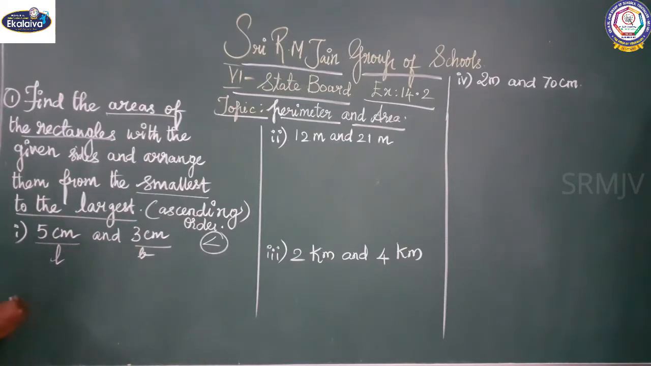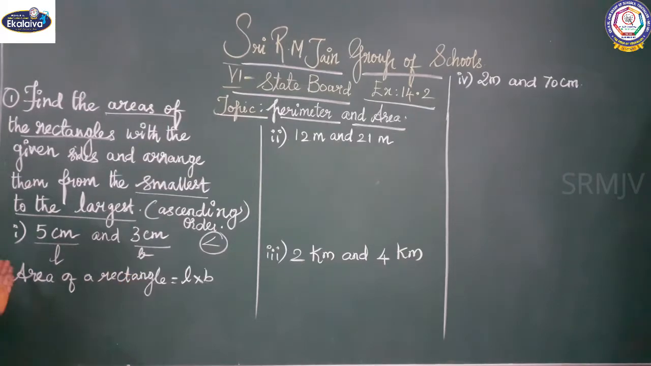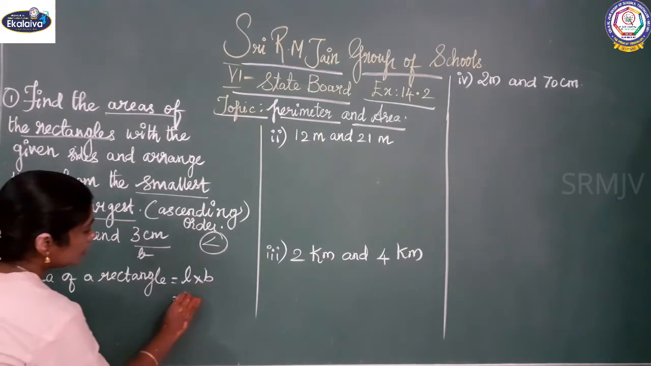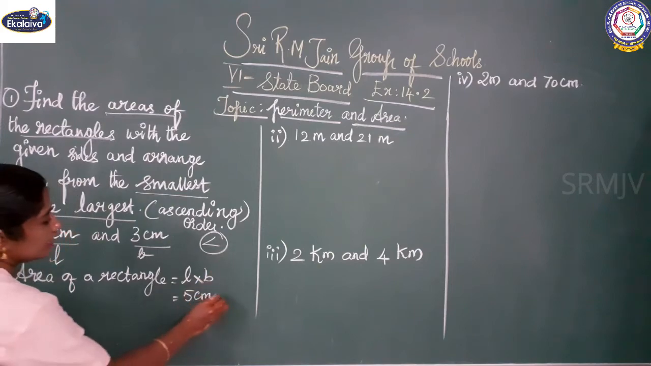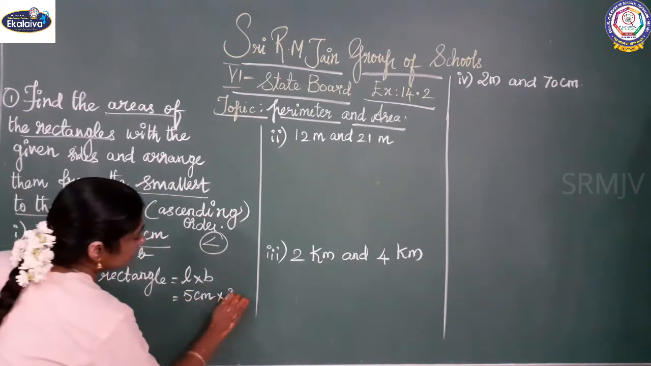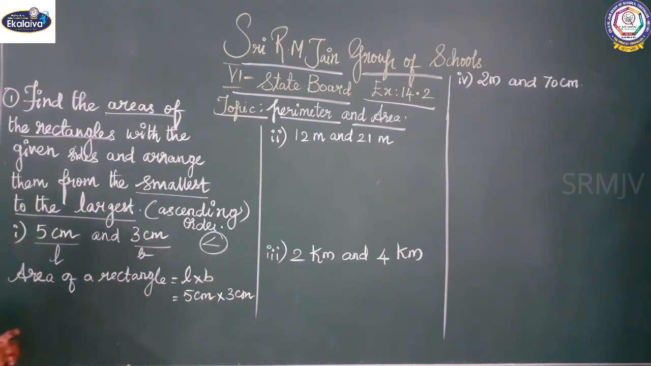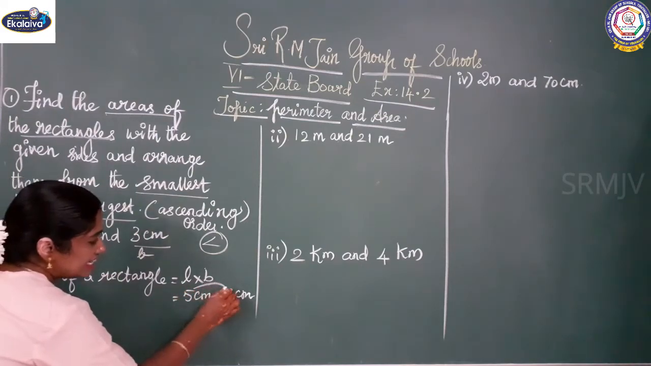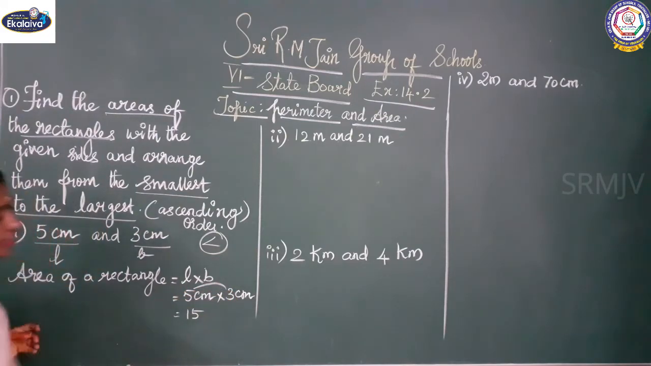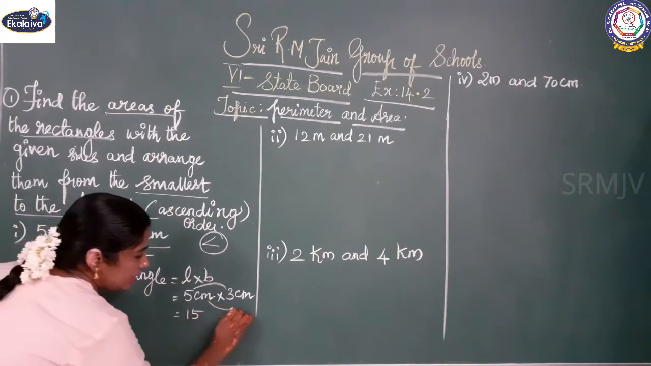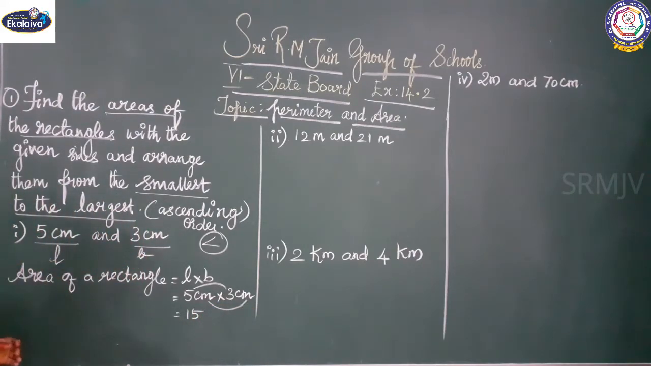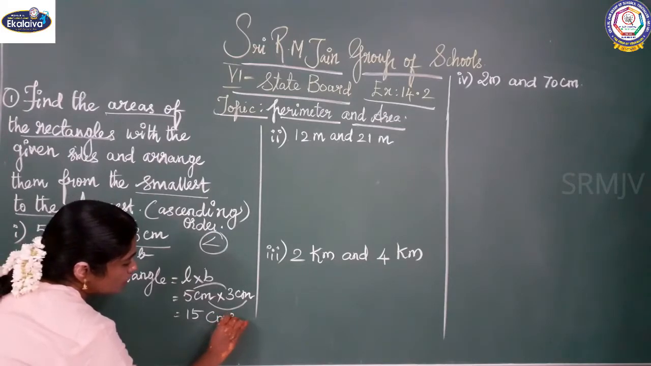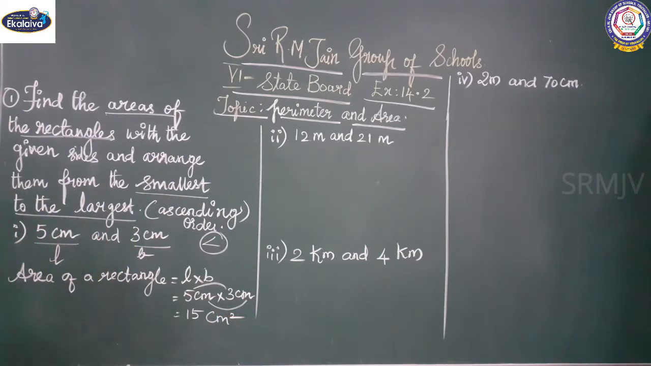See, listen. What is the area of your rectangle, whose length and breadth are given in the question? So, area of a rectangle. The length given in the question is 5 centimeter. And what is the breadth given here? 3 centimeter. Listen, 5 3s are what, ma? 15. Got it? And centimeter into centimeter, so, centimeter square. Can you understand this?